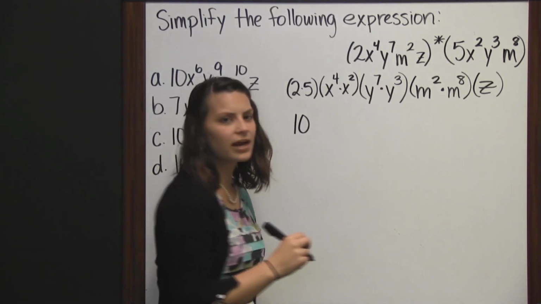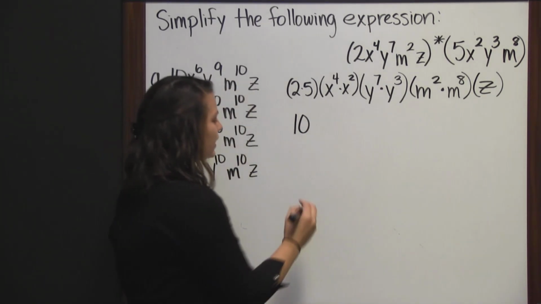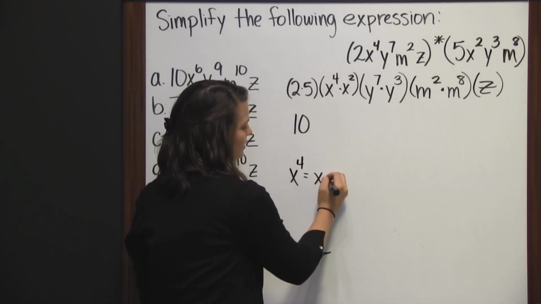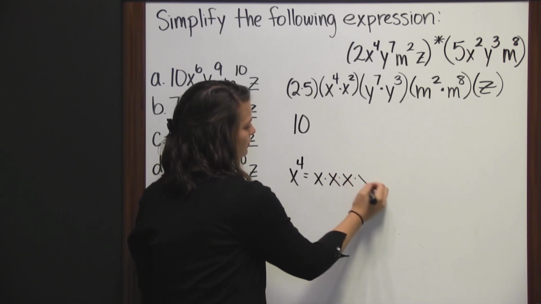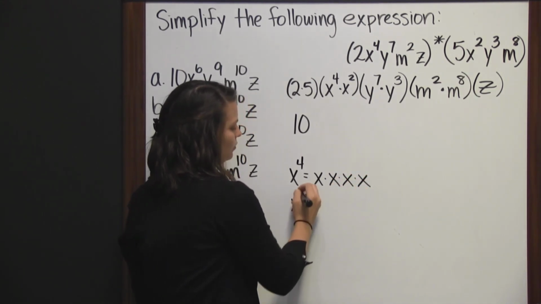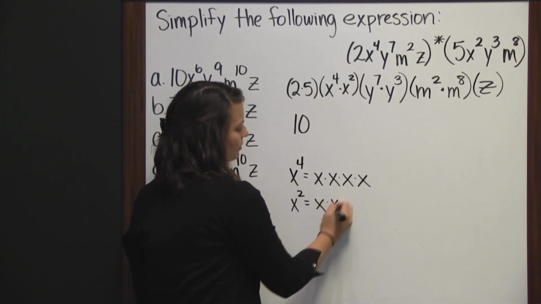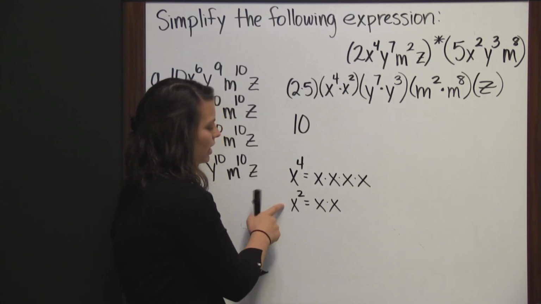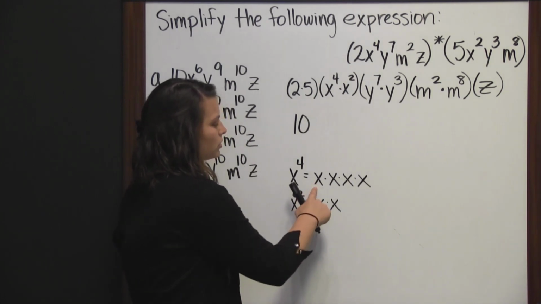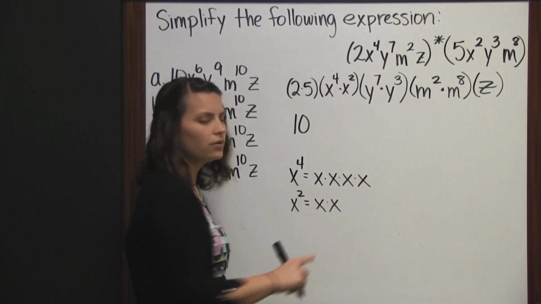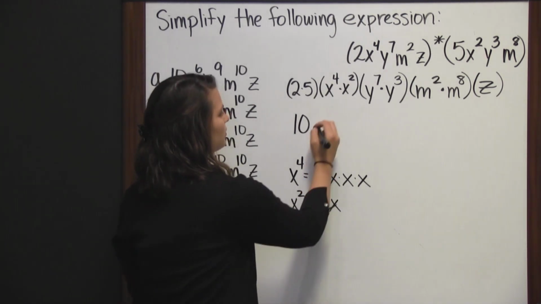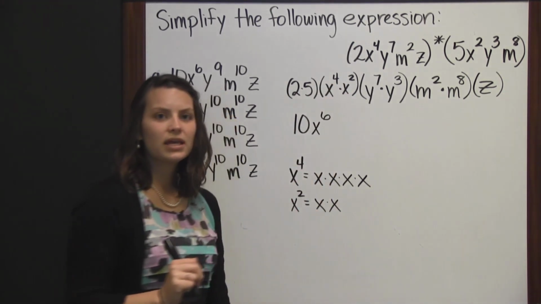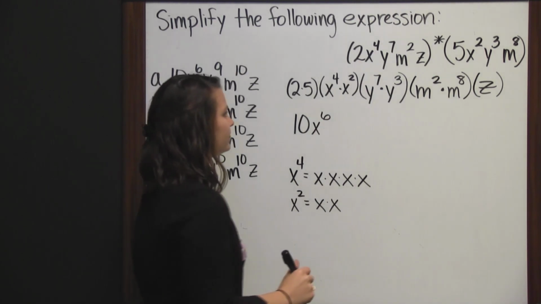X to the 4th times x squared. And what that really is, x to the 4th means x times itself 4 times, while x squared means x times itself 2 times. So when we multiply x to the 4th times x squared, we're multiplying x times itself a total of 6 times. So it's x to the 6th.